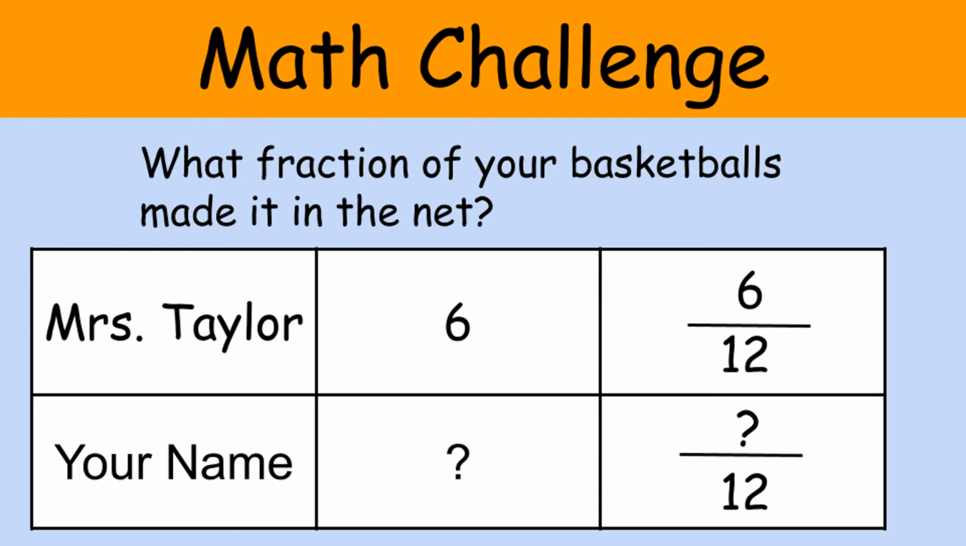And then we're going to change that whole number into a fraction because we didn't make it into the basket every single time. Well, maybe you did, but I didn't. I made it into the basket 6 times, so that number goes on the top. And the bottom number should be the same for both of us because we threw the ball 12 times. I can't wait to see what results that you got.